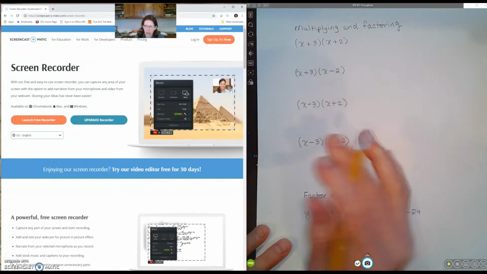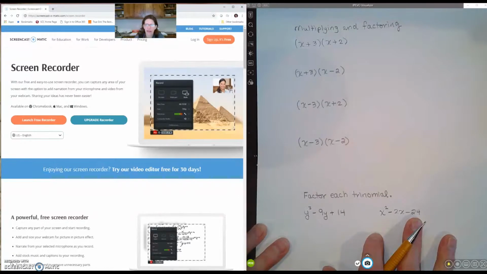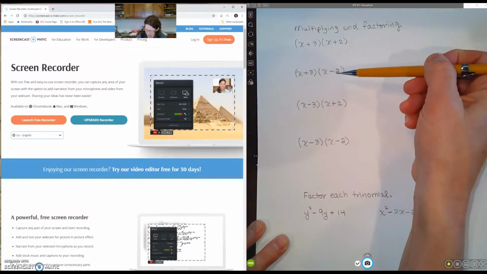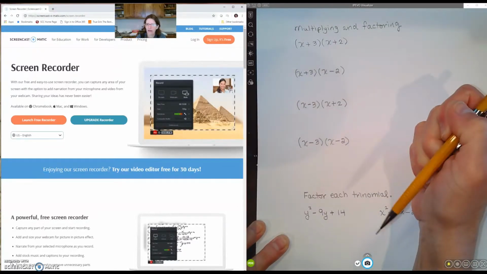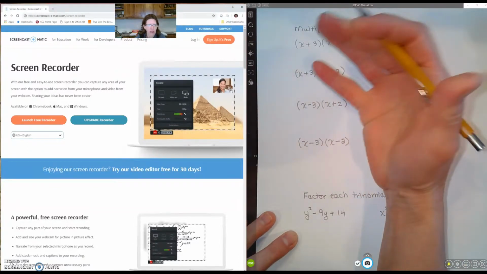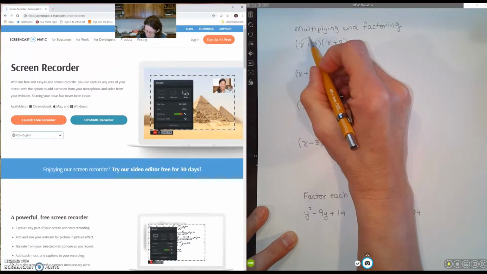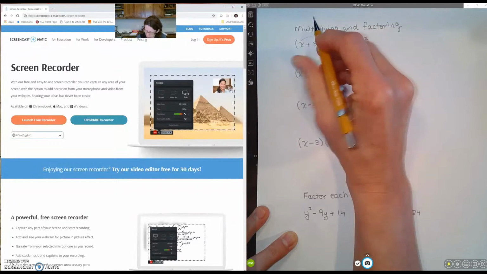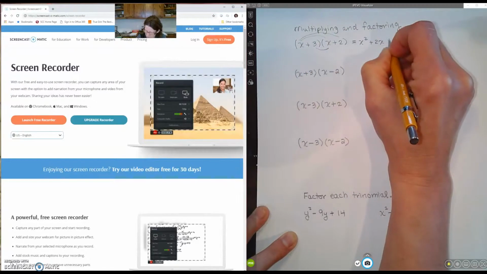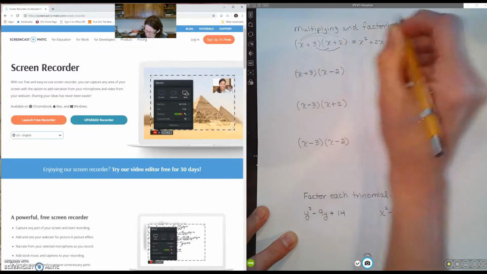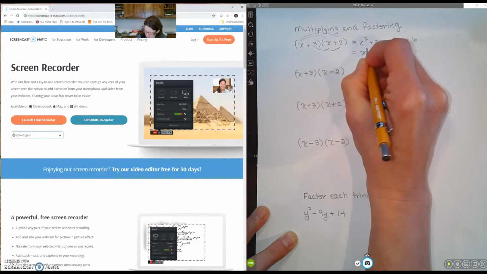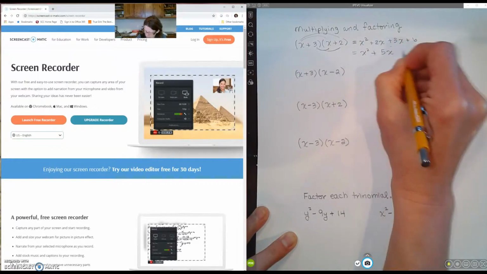Hello students, in preparation for factoring trinomials, let's consider some patterns with multiplying and factoring. So here we're going to multiply four different binomials, and you can think of that as using the distributive property or maybe using a FOIL method. Here we go. X times x is x squared, our outer product is plus 2x, our inner product is plus 3x, and lastly we've got plus 6. Combining our like terms, we have x squared plus 5x plus 6.